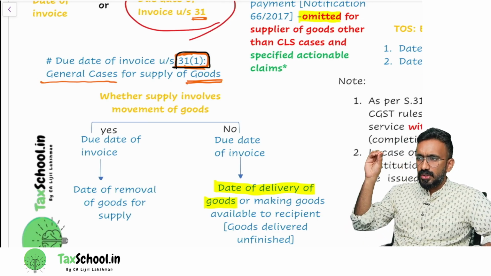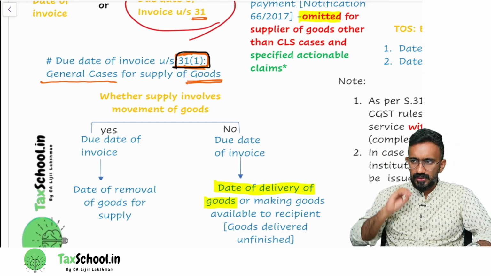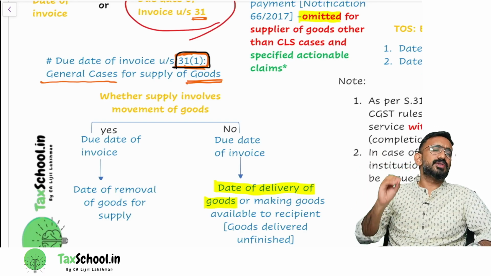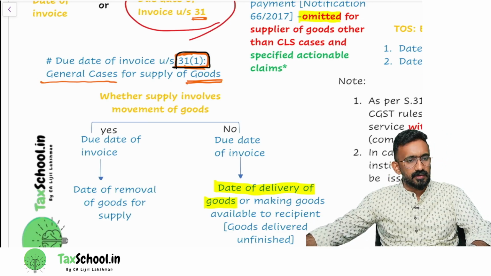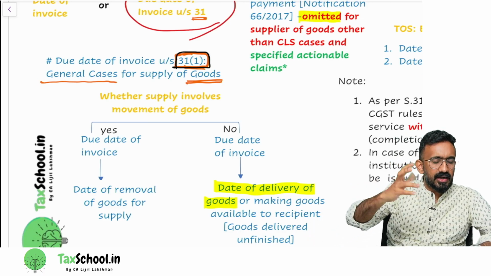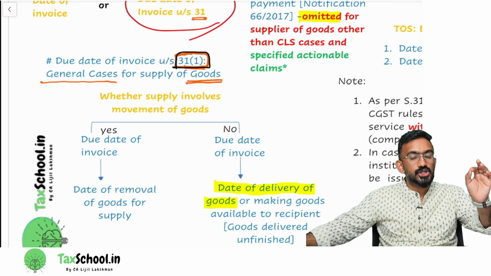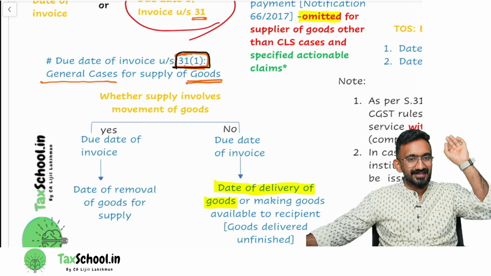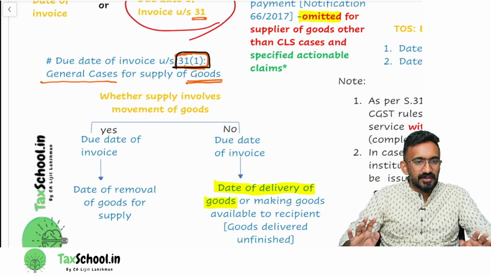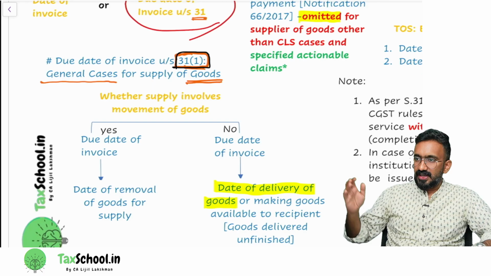Generally for goods, how do you determine due date of invoice? When should I give invoice is the meaning of due date of invoice. I'm again redrafting the understanding of due date of invoice. Due date of invoice is something that you have to understand as when should I issue the invoice. Logically, when should I give the bill? That's what is given in the provision itself.